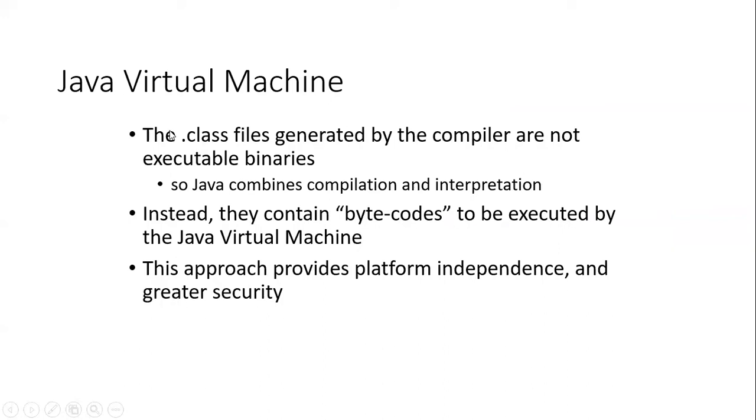In the Java virtual machine, the .class files generated by the compiler are not executable binaries. Actually, after compiling the Java files, the .class files that are generated are not binaries. Instead, they contain bytecodes. These bytecodes are executed by the Java virtual machine, and this approach provides Java platform independence and greater security. That means the bytecode that is generated can be read and executed in the JVM of any other platform.